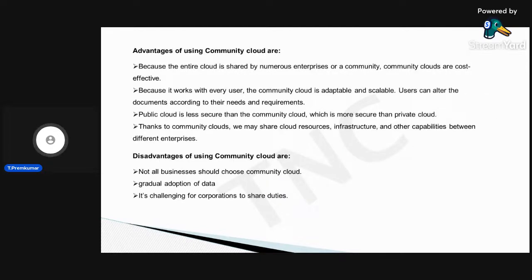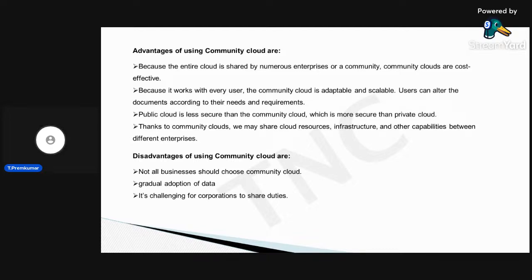The advantages of using community clouds are the entire cloud is shared by the numerous enterprises or a community. Community clouds are cost effective. It works with everyday users. The community cloud is adaptable and scalable. The user can alter the documents according to their needs and requirements. The public cloud is less secure than the community cloud, which is more secure than the private cloud. Thanks to community cloud, we may share cloud resources, infrastructures, and other capabilities between the enterprises.